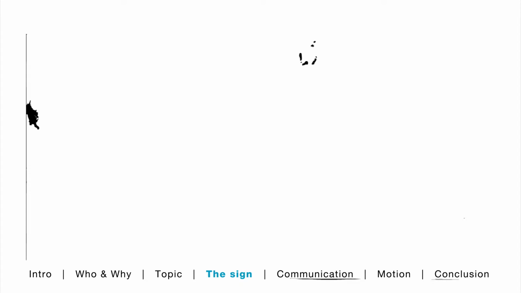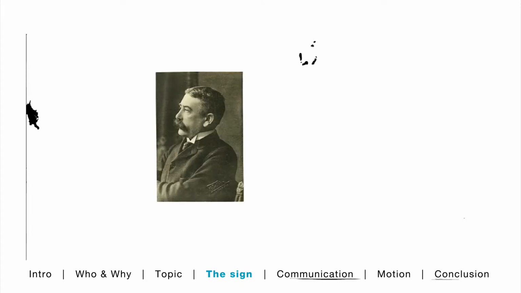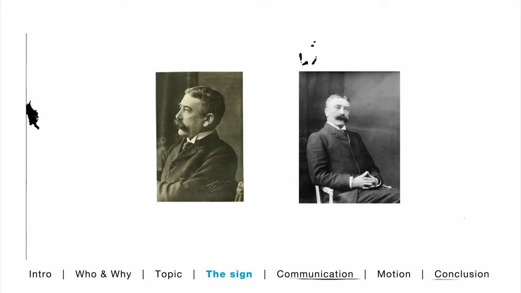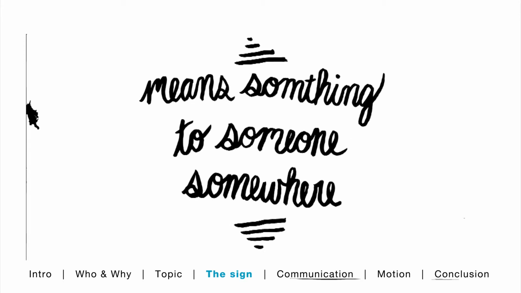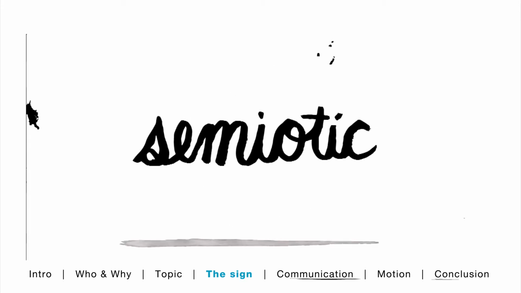Working during this time were the Swiss linguist Ferdinand de Saussure and the American philosopher Charles Sanders Peirce. They came up with separate but similar ideas on semiotics, and both were centered on the sign. For this presentation, we will be focusing on Peirce's concepts. Peirce believed the sign is something that means something to someone somewhere. Peirce's theory of semiotics was made of three primary orders of signs.